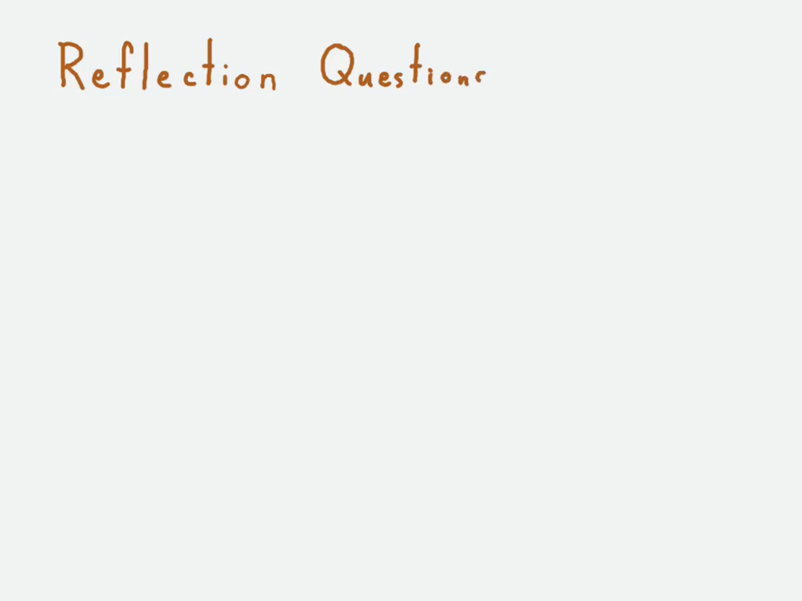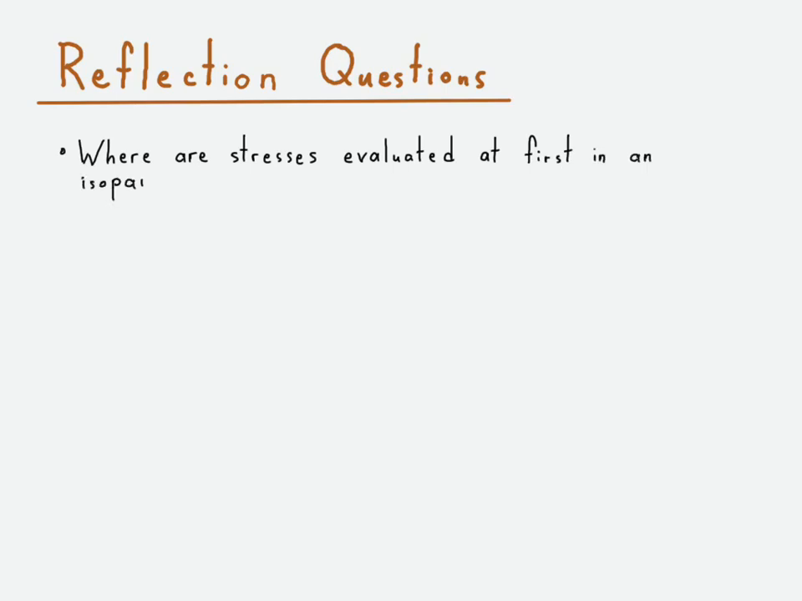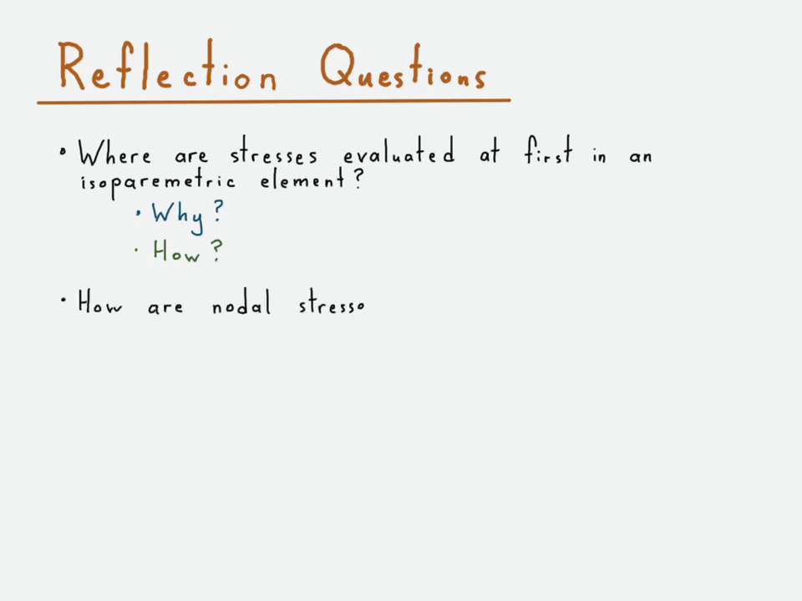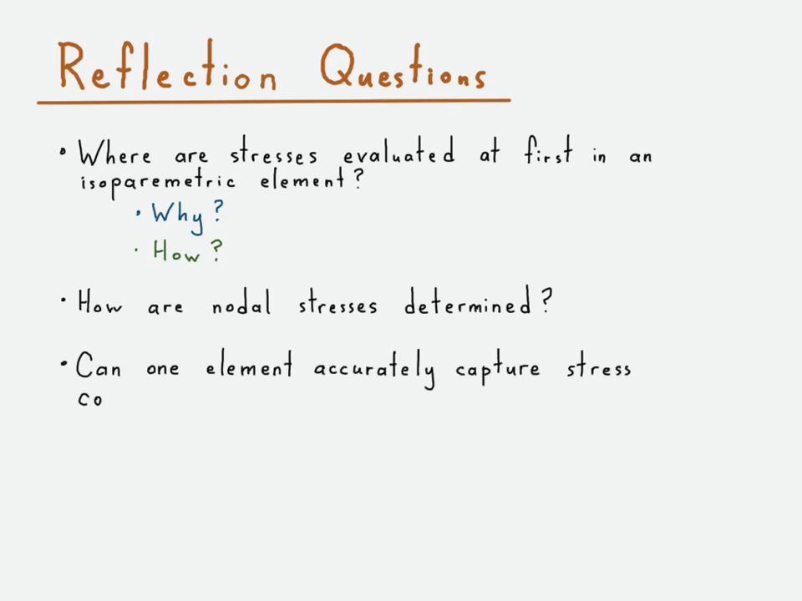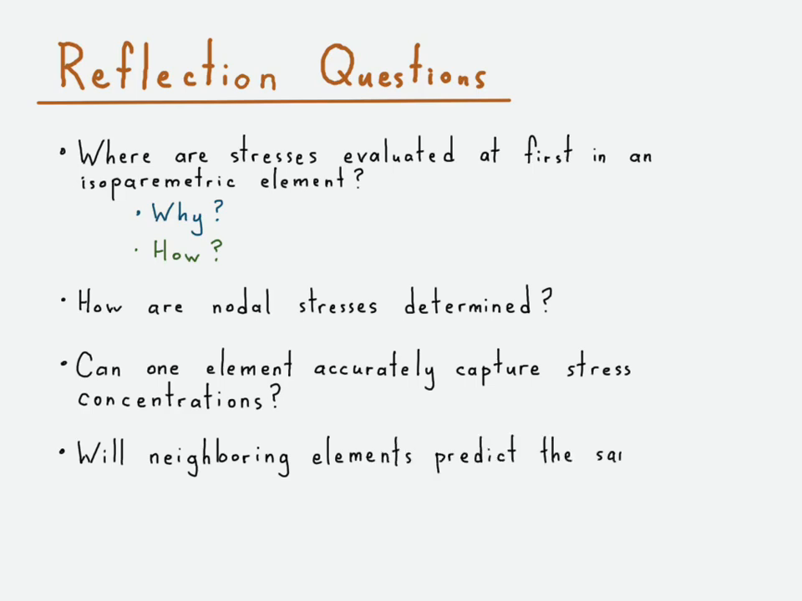So that brings us to the reflection questions. The first reflection question is, where are stresses evaluated at first in an isoparametric element? The next question we have is, why? Why are they evaluated first at those locations? And how are they evaluated at those locations? The next question we have is, how are the nodal stresses determined? And next is, can one element accurately capture stress concentrations? Will neighboring elements predict the same stress at a common node?